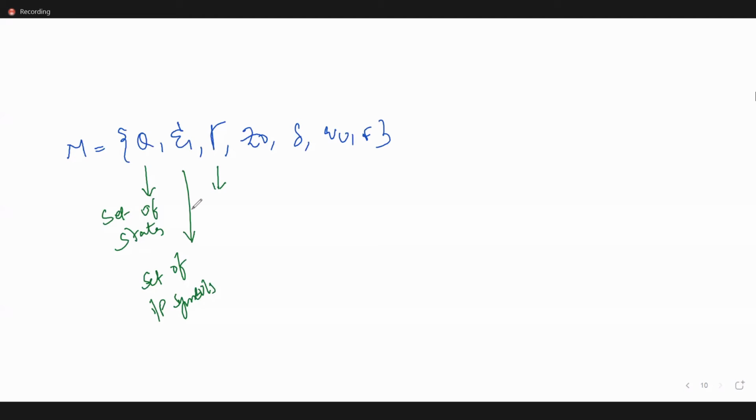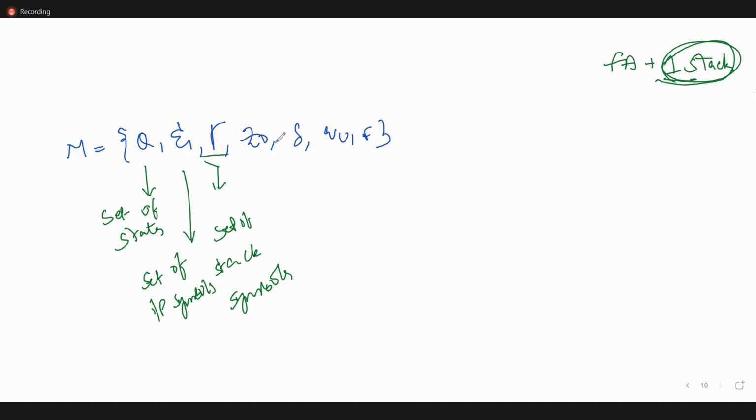If you have q, sigma, delta, q naught, f, it is simply a finite automata. But here push down automata means finite automata plus one stack. Stack means stack symbols are needed, right? So tau is nothing but the set of stack symbols. Are you following, ma'am? What does tau represent? ఇక్కడ ఒక extra parameter add అయింది కాబట్టి ఈ two terms are going to represent this extra parameter. So tau represents the set of stack symbols. Am I clear with this?